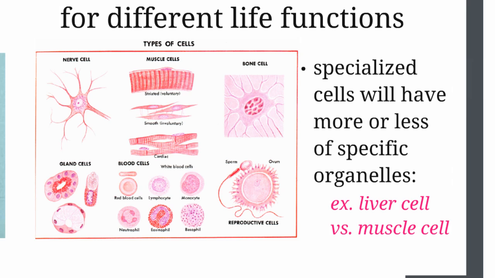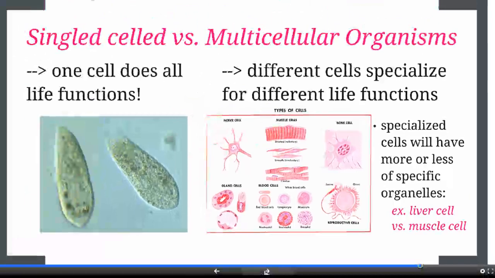Muscle cells are going to need lots and lots of ATP, and so they're going to be packed full of mitochondria. A fat cell doesn't need a lot of mitochondria. It's mostly storage, and so that's going to have a lot of vacuoles in it.